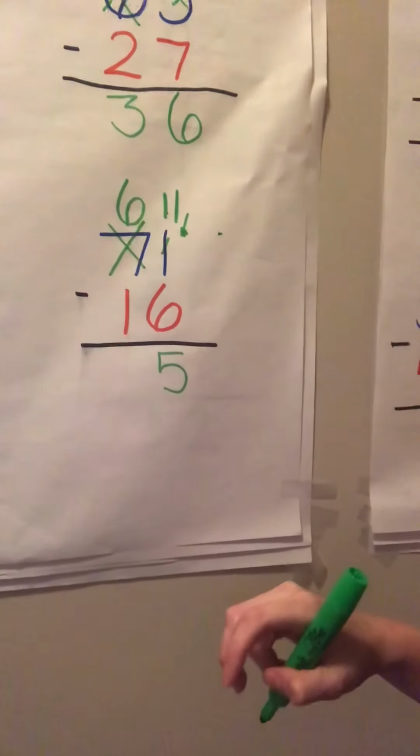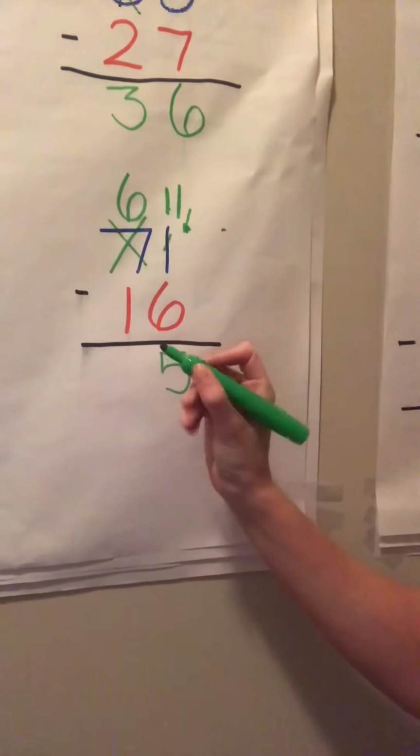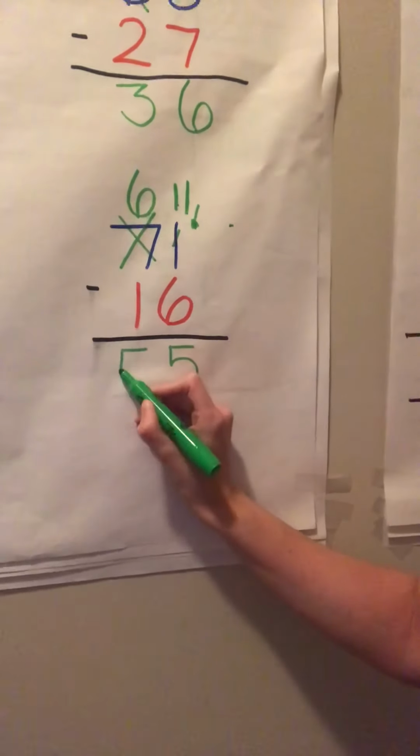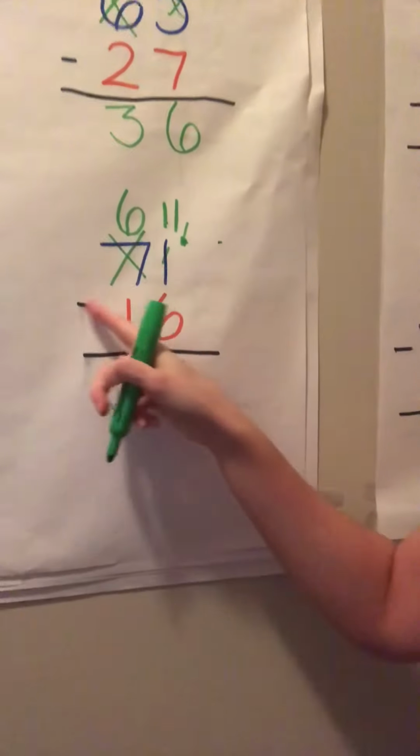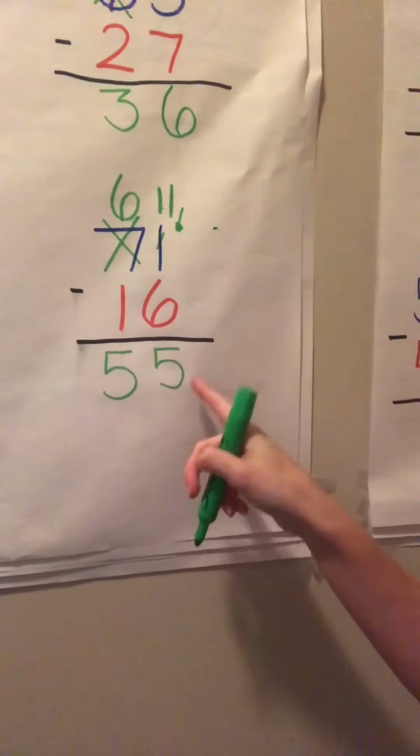So have 6 and take 1 away. What are we left with? Right, we're left with 5 again. So 71 minus 16 equals 55.